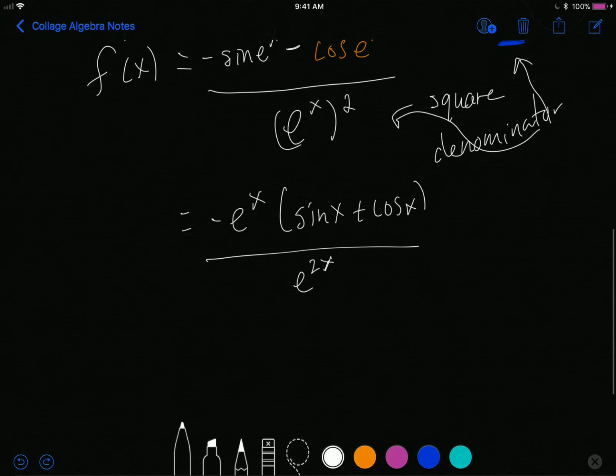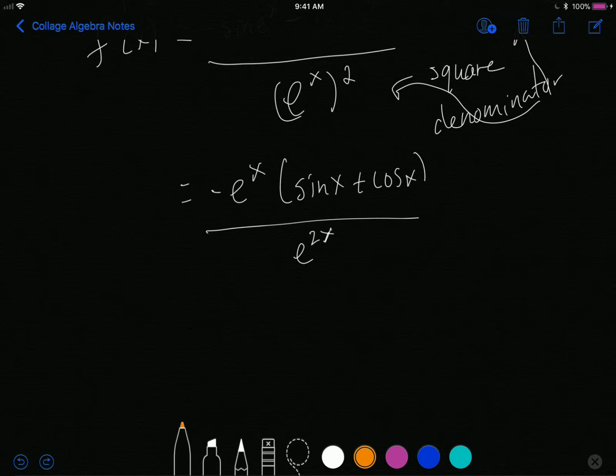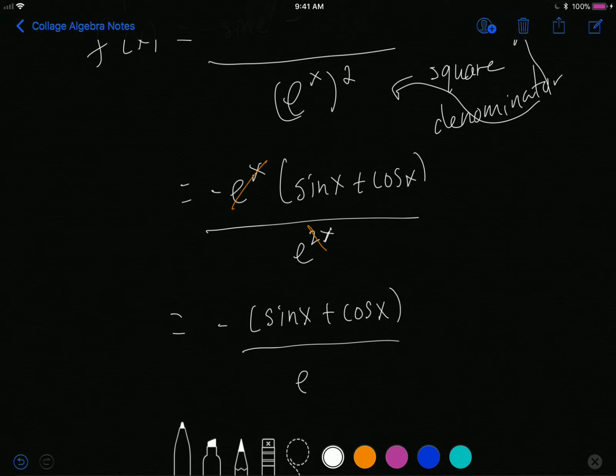I have an extra e to the x in the numerator and in the denominator. So these cancel. And so that leaves me with my final answer of negative sine of x plus cosine of x divided by e to the x. Hopefully, this helps you get through your quotient and product rules much more easily.